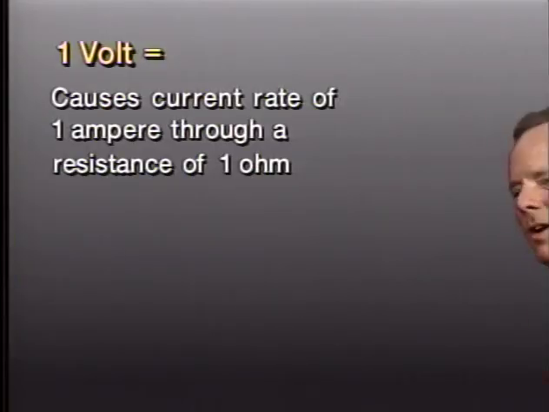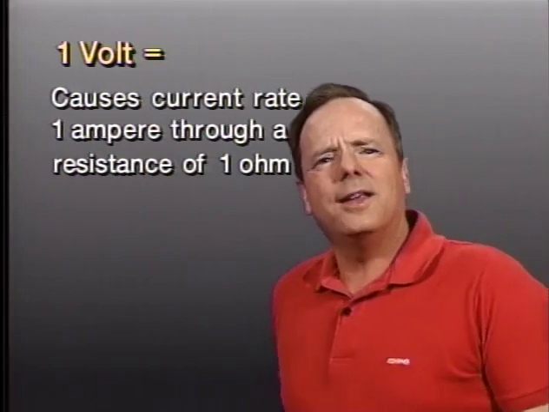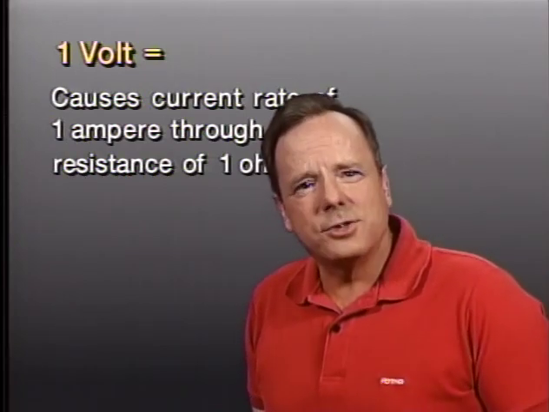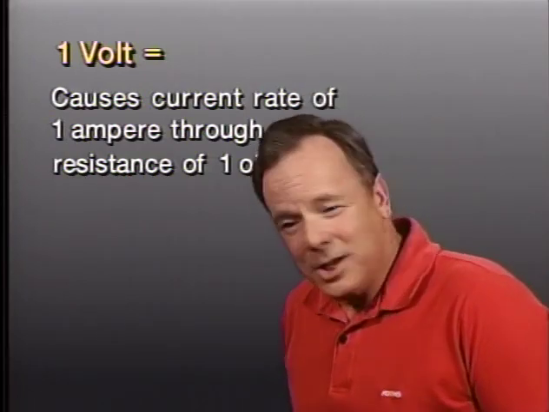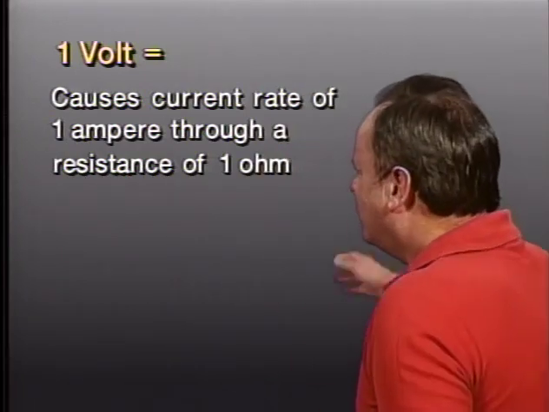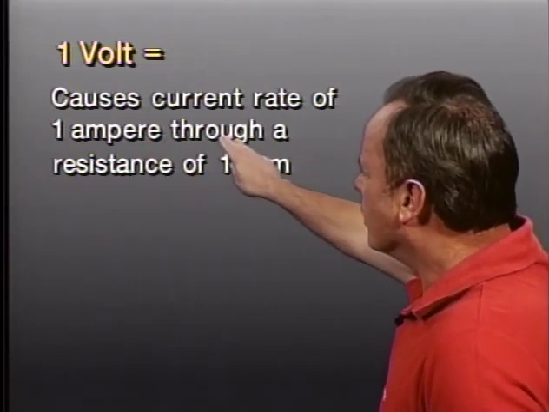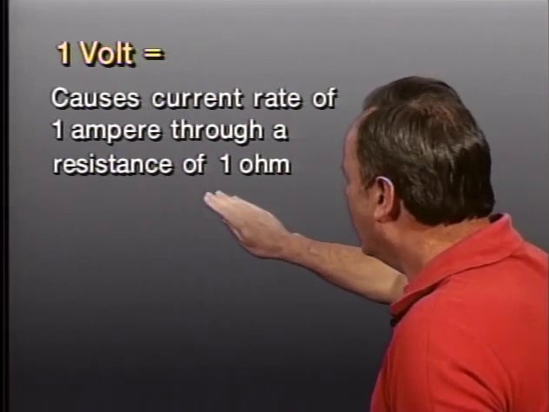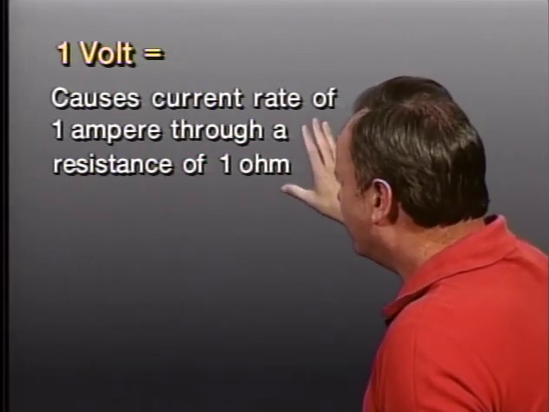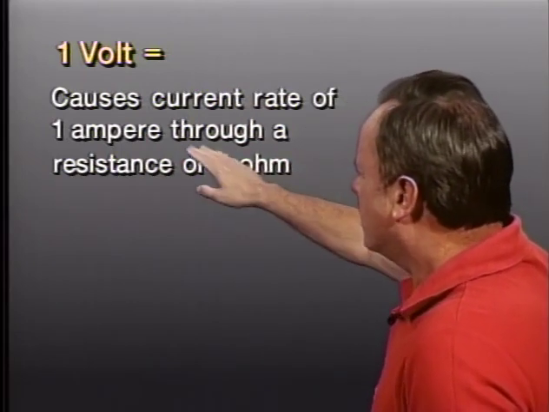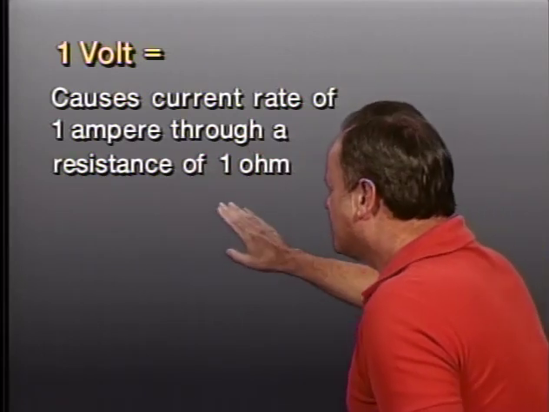And since EMF is measured in volts, you might guess that the FAA might want you to know exactly what a volt is, and they do. A volt is the amount of EMF that causes a current rate of 1 ampere through a resistance of 1 ohm. You've got that, nothing to it. It's 1 volt causes a current rate of 1 ampere through a resistance of 1 ohm.